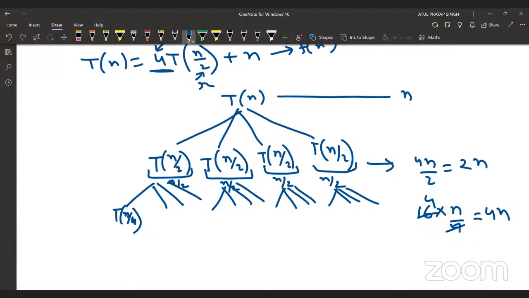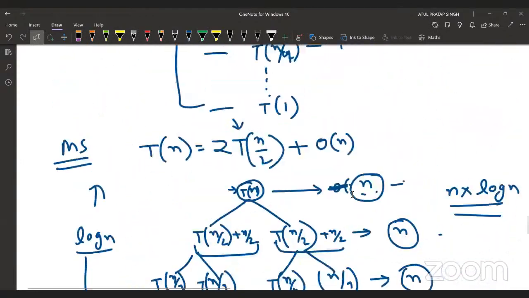So here we can see that this is 2 to the power 0 into n plus 2 to the power 1 into n plus 2 to the power 2 into n, like this. So the total number of operations is increasing in a multiplicative way. In that case, what will be the complexity? All three situations we have already seen.